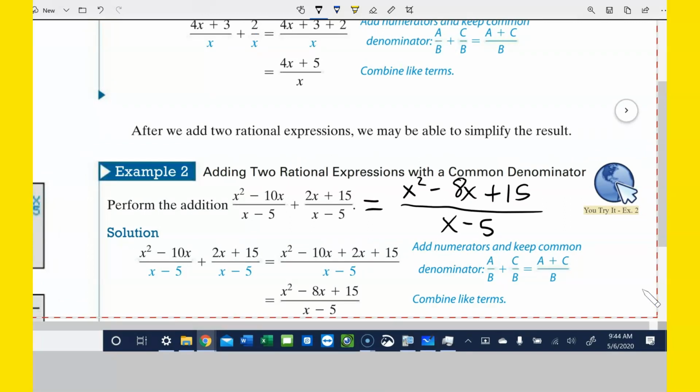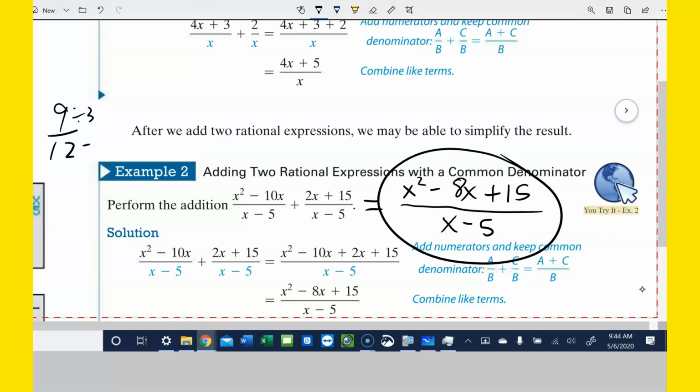There's actually more that you can do here. This is a good answer, but it's not reduced. It's not put in simplest form. Like if we added our fractions back when we were doing arithmetic, and we ended up with 9/12 as the answer, that's a good answer, but it's not reduced. You've got to reduce it, and we'd have to reduce this by dividing both of them by 3 because that's the greatest common factor there, which would give me 3/4. Well, that's kind of what you've got to do here.